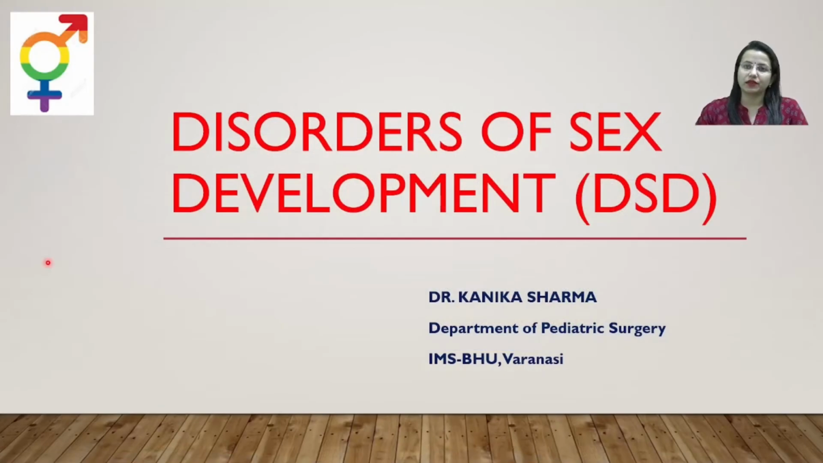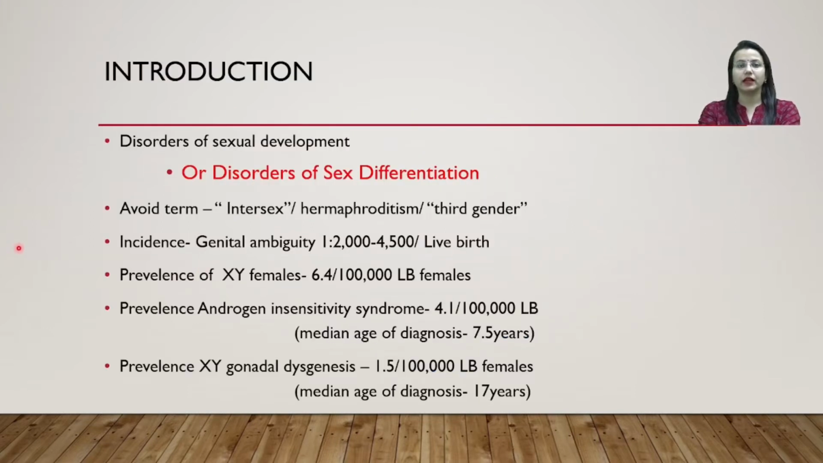Good afternoon, everyone. We'll be discussing the condition called disorder of sex development or disorder of sexual differentiation, which is abbreviated as DSD. Now, while defining or discussing DSDs, there are certain terms which are to be avoided as per the recent consensus guidelines, like intersex, hermaphrodite, or third gender.